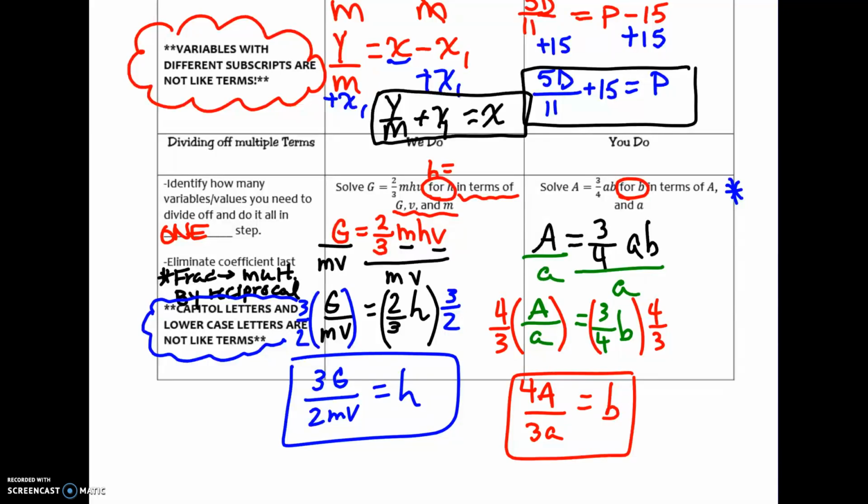Use these notes to complete the back of your classwork. If you do not finish the back of your classwork, it is homework.